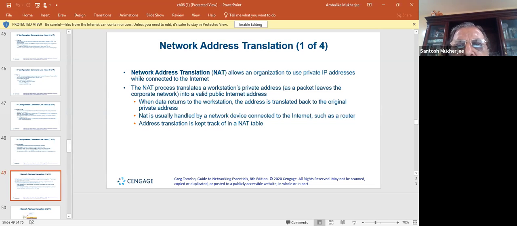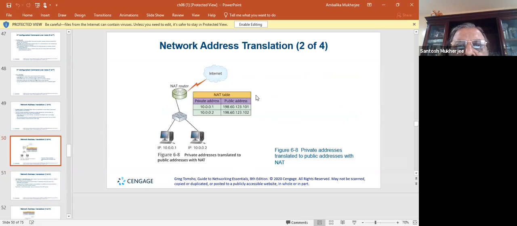NAT is usually handled by a network device connected to the internet, such as a router. The router basically does these NAT services. Address translation is kept track of in the NAT table. See this private network address, public address. So this is connected to the network and it is connected.